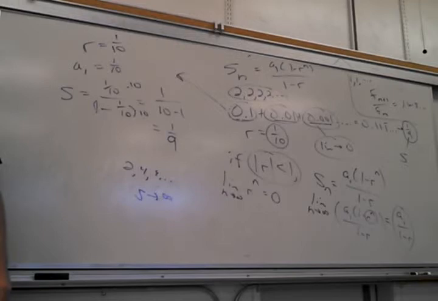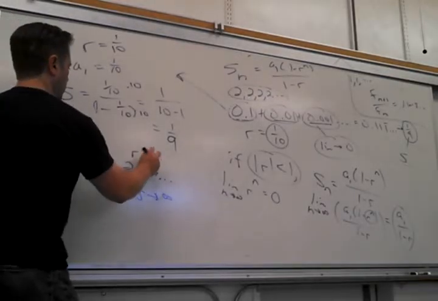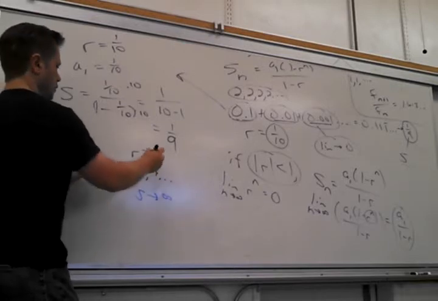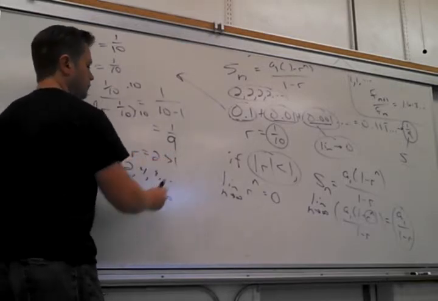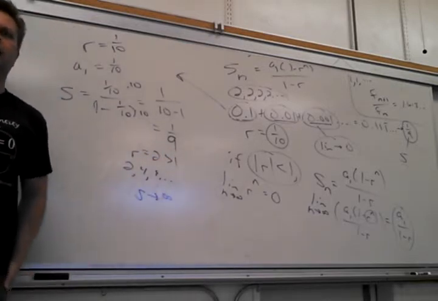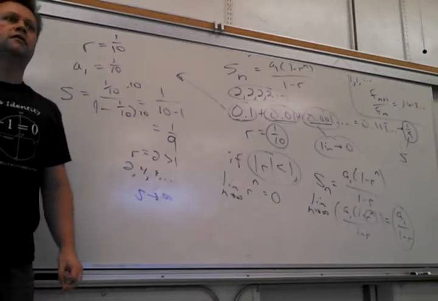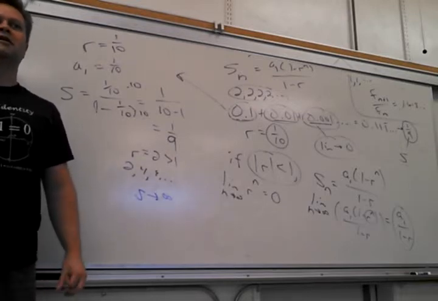The ratio there is more than 1, right? It's not between negative 1 and 1. Here r would be 2, bigger than 1, divergent. It diverges, right?